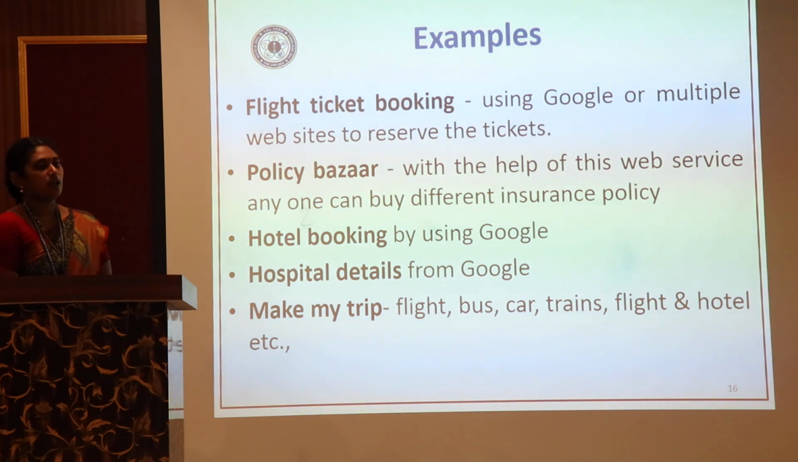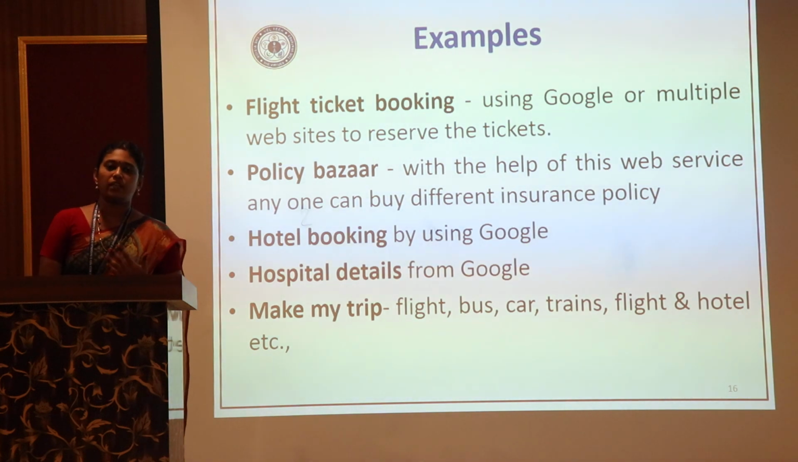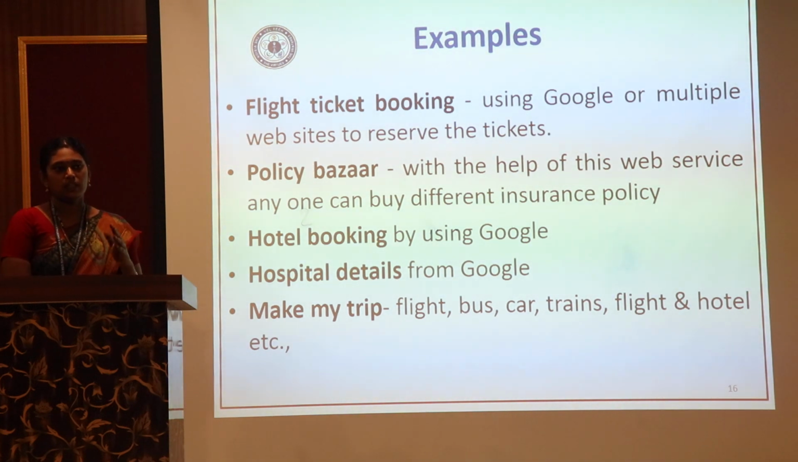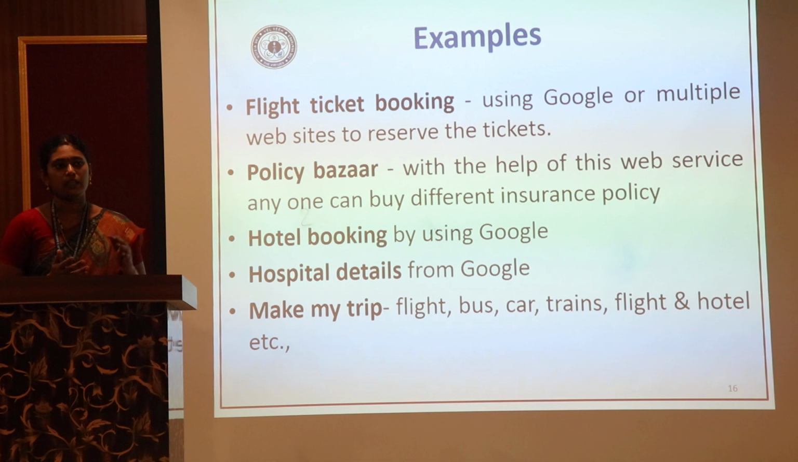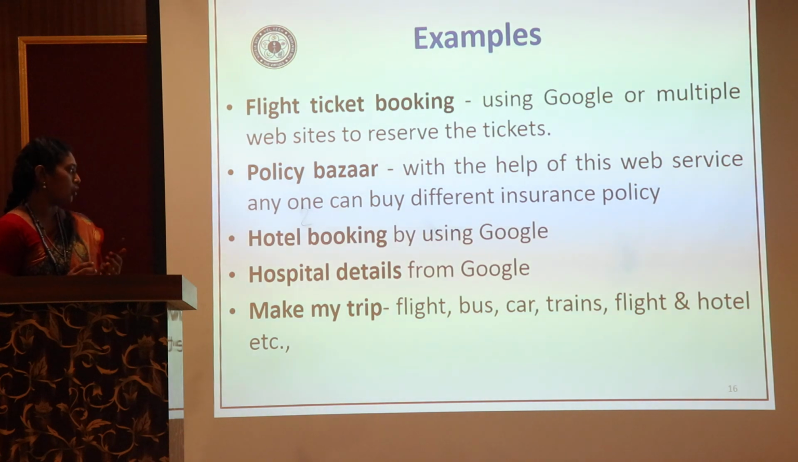Then the second one is Policybazaar. In Policybazaar, we can search for insurance. We can get each and every insurance from Policybazaar, like two-wheeler insurance, life insurance, and term life insurance. Each and every insurance company has its own website, but on the particular website, all are combined to provide services to the consumer.